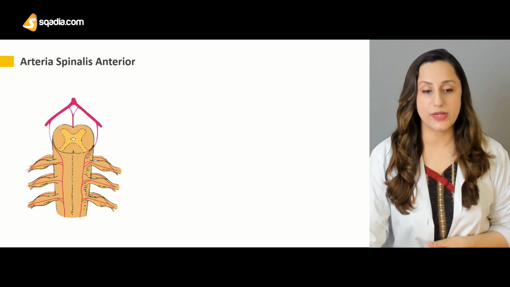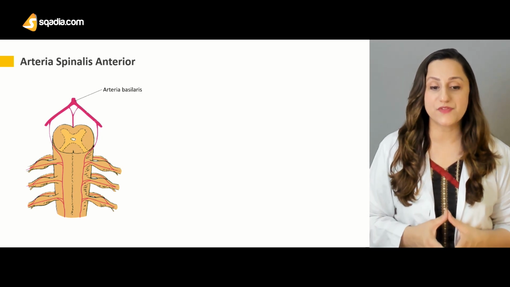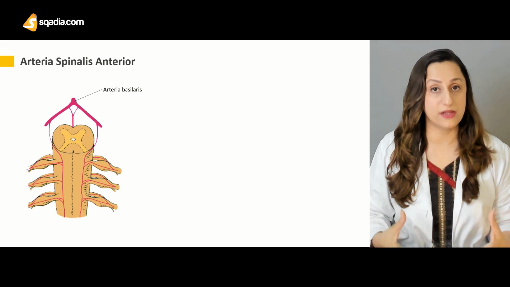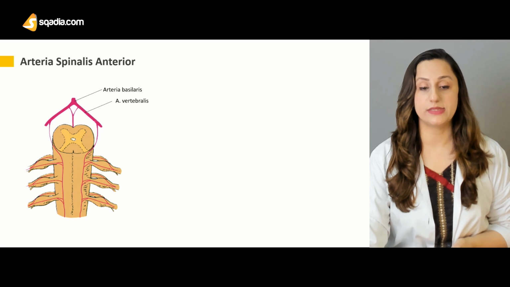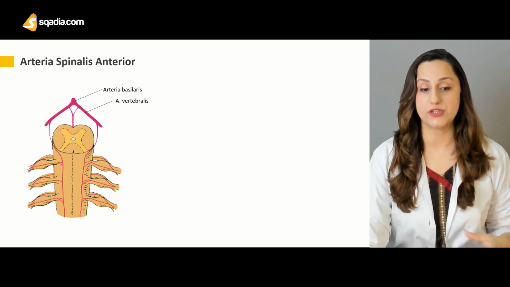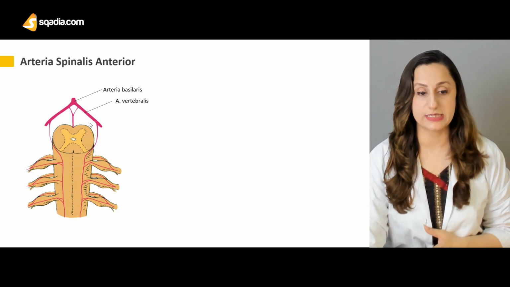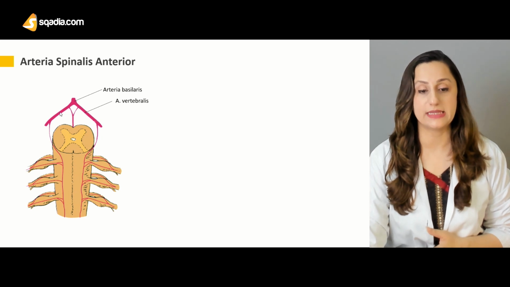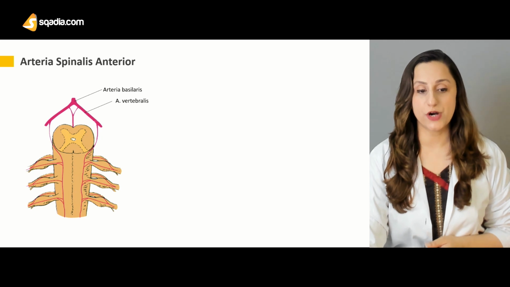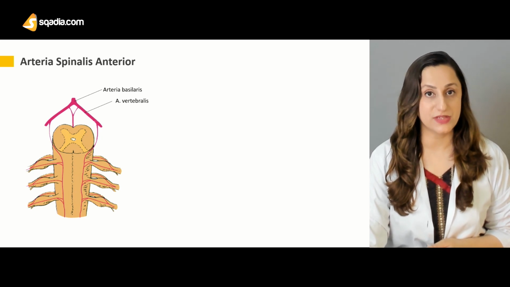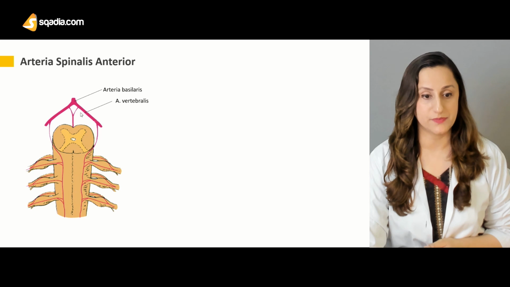As you can evaluate from this particular diagram, we have the basilar artery, which is formed by the combining of the two vertebral arteries from both sides. From the right and from the left side, the vertebral arteries join together, and they form the basilar artery at the base of the skull, at the foramen magnum.